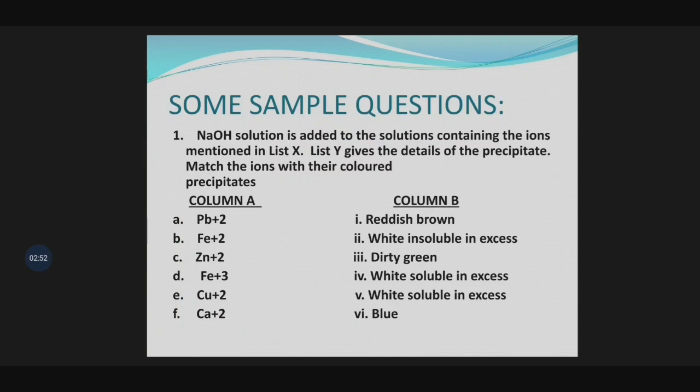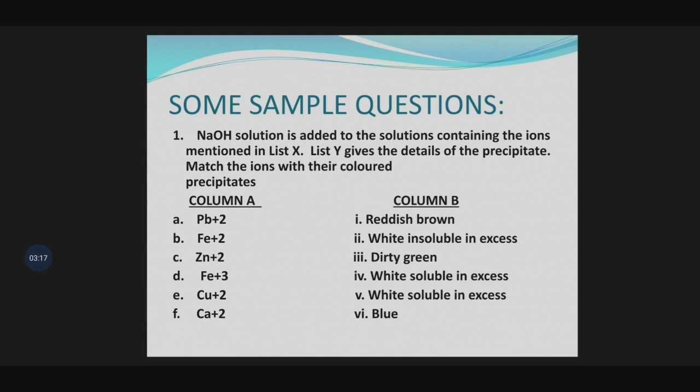Now ma'am has given some questions. I am trying to explain all these things. Some sample questions are given, very nice things. Sodium hydroxide solution is added to the solutions containing the ions mentioned in list X. List X means here column A, and list Y gives the detail of the precipitate. Match the ions with their colored precipitate. This kind of question frequently comes in the exams. Just look at the two columns.